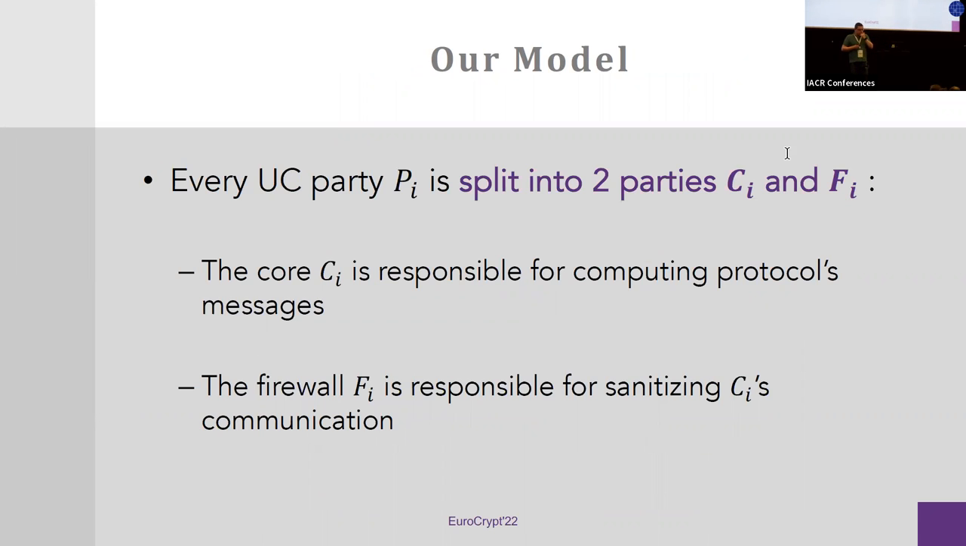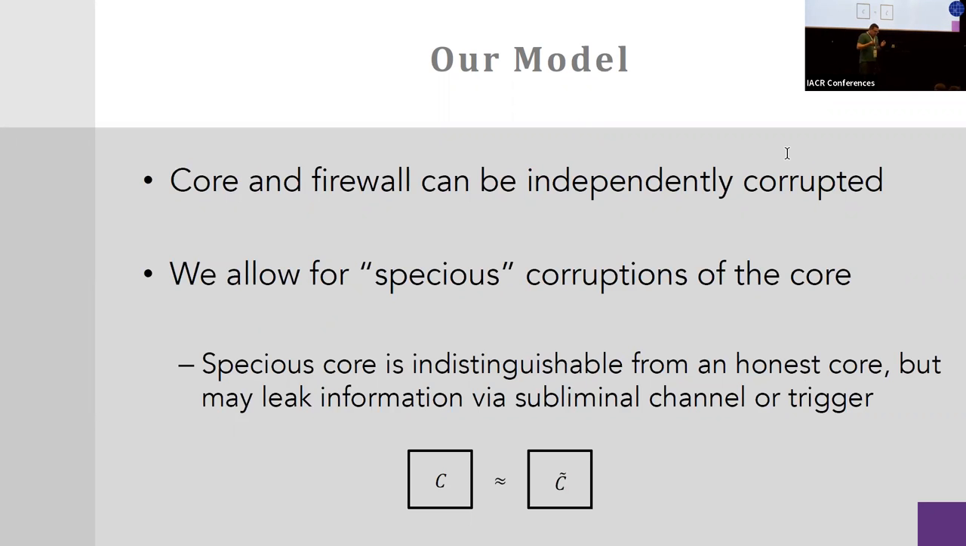Now in our model, to accommodate for reverse firewalls, we split every party in the protocol into two parties. We have a core and a firewall. The core is responsible for computing every message of the protocol; all the crypto happens in the core. And the firewall just sits there sanitizing every message that the core sends or receives. In the UC, these two parties that we split, the core and the firewall, are independent parties. In particular, they can be independently corrupted and they cannot communicate with each other directly, only through the ideal functionalities.